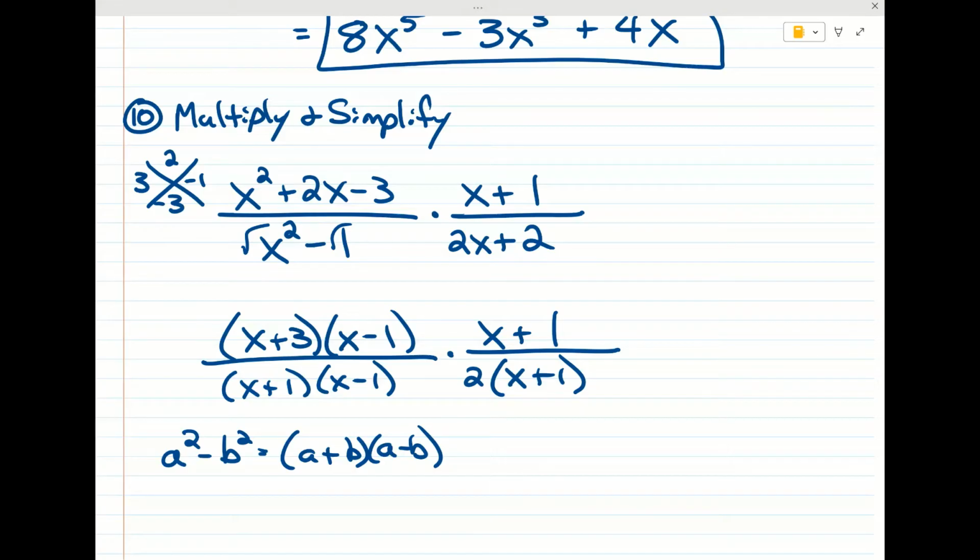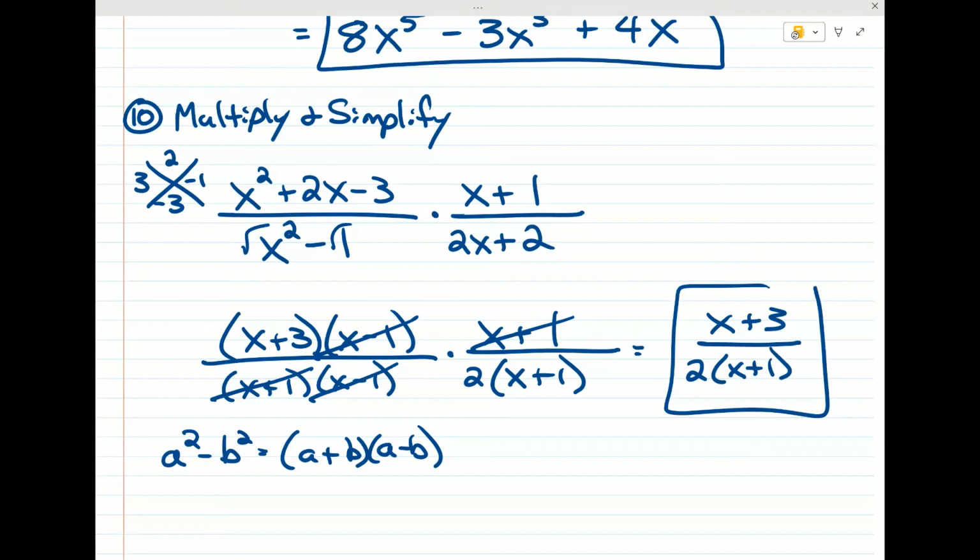And we're multiplying, so if you multiply by the same factor that you divide by, we could cancel out common factors. So x plus 1, x plus 1, x minus 1, x minus 1. Looks like all we're left with is x plus 3 on top and 2 times x plus 1 on the bottom. That would be our final answer.